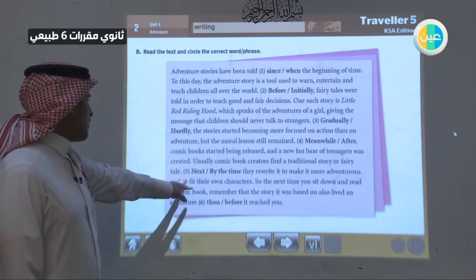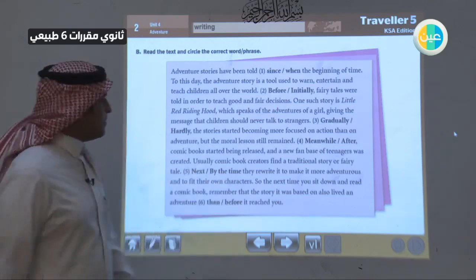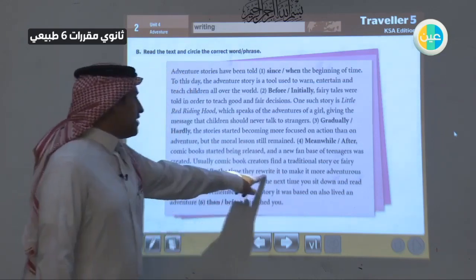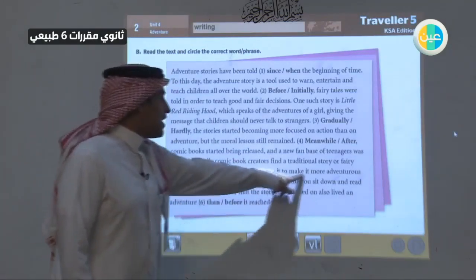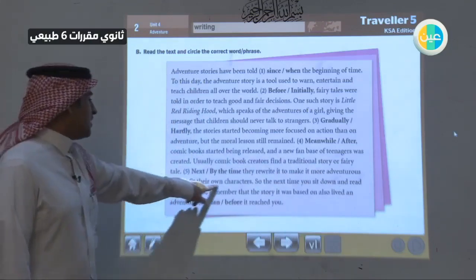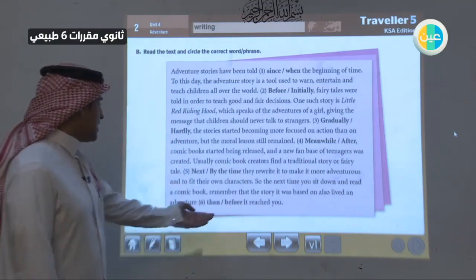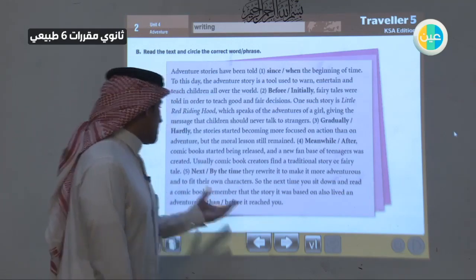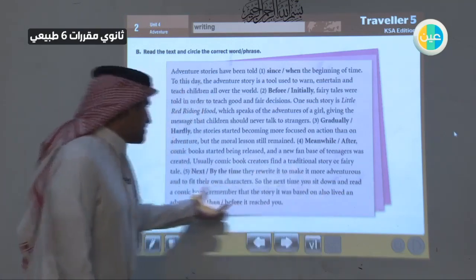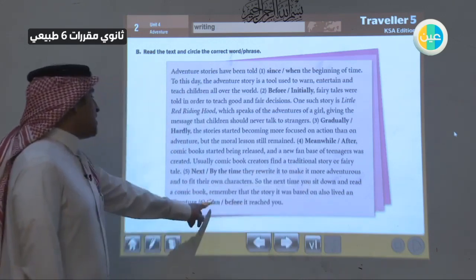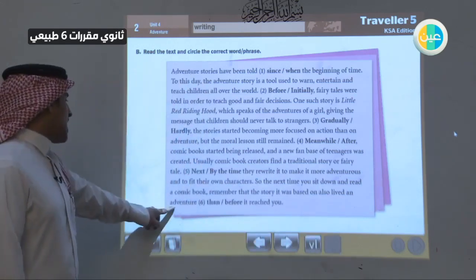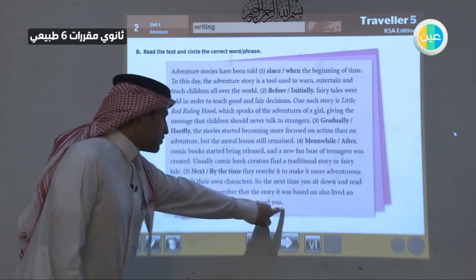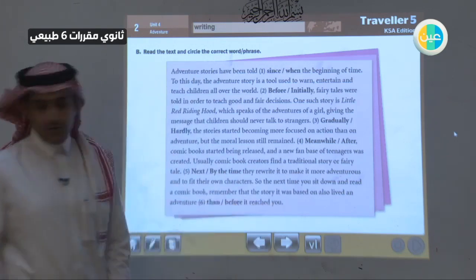The last one, or before that, we have next and by the time. There's a process here. If you read, they rewrite. There's a process here. They rewrite to make it adventurous and to fit their own characters. In the last, we have than and before, but when you read the sentence, you will choose before, because remember that the story also lived an adventure before it reached you. No, it's before it reached you.